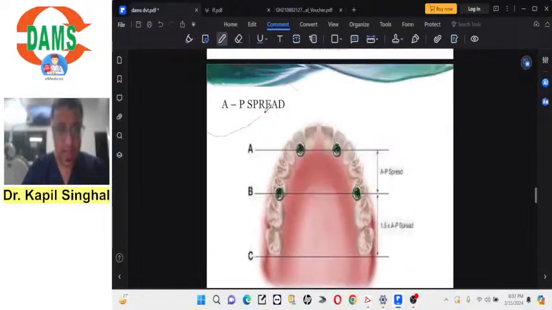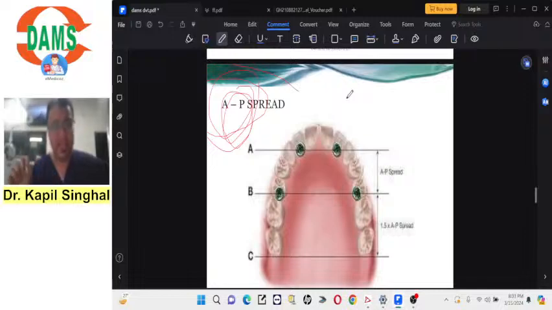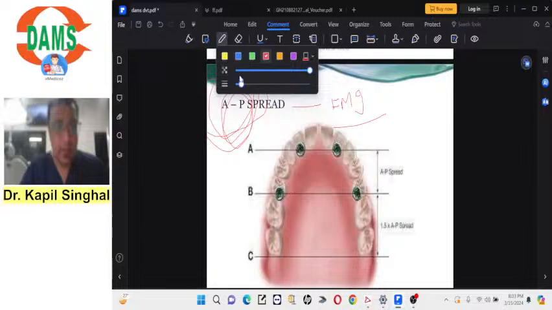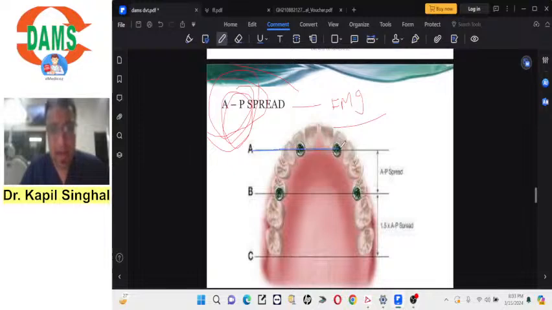Okay. Now the next question they ask is about AP spread. AP stands for anterior posterior spread. ये AP spread का principle full mouth implants के लिए valid है. इसके हिसाब से, आपने जो आगे implants डाले उससे हम एक line pass करते हैं, and one line will pass from the posterior implants. इन दोनों implants के बीच का जो distance आता है, दोनों lines के बीच का distance, that is known as AP spread.